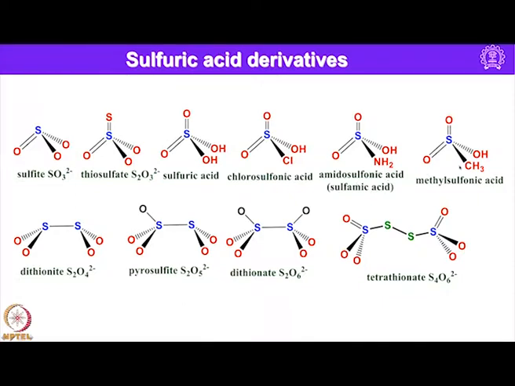and OH is replaced by methyl group, it is called methyl sulfonic acid, and this is dithionite S2O4 2 minus, and this is pyrosulfite S2O5 2 minus, and it is dithionate S2O6 2 minus, and this is tetrathionate having 4 S in a chain having S-S linkages, it is S4O6 2 minus. So, let us look into the preparation of some of these compounds, how these compounds are prepared.